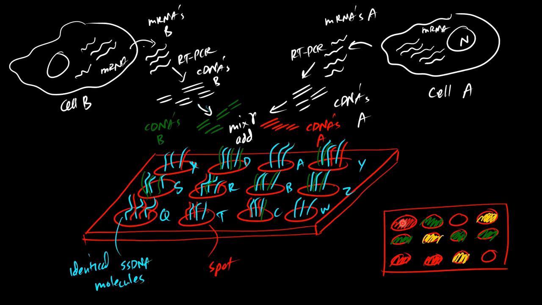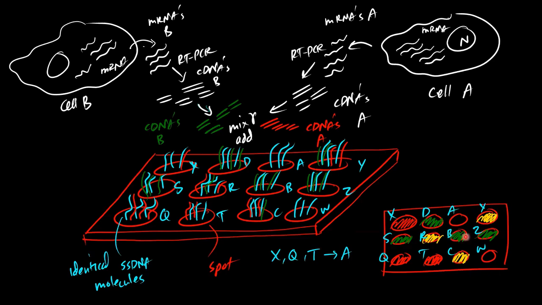So now, spots that are colored completely red mean that these spots only hybridize cDNA from cell A, which means that the genes corresponding to these spots. Sorry, this is X, Q, T. The hybridization between a cDNA and the DNA on the spot means that gene is expressed. So if the spot becomes red because of the binding of the red cDNA, this means that genes X, Q, and T are expressed in cell A only.